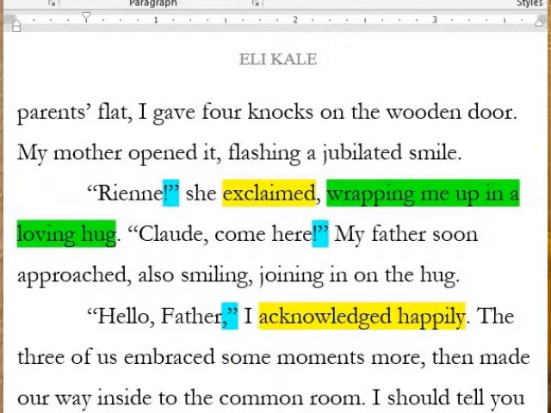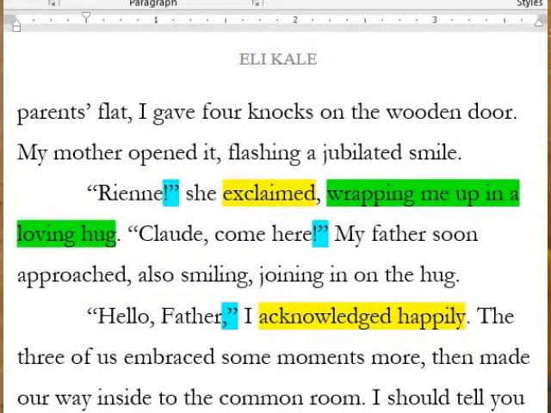And then if you look a little farther down to that third blue highlight, you see she says, "Hello, father," I acknowledged happily. So that's Rien speaking. Again, you indent half an inch, and you have the start quote, hello, and then the first comma. That's my preference. It's not a real big deal if you use it either way or if you don't. But you have that second comma after father before the end quote. And then I acknowledged happily. Acknowledged happily is a tag. In this case, it's two words. The tag doesn't necessarily have to be one word, but that's how I did it right there.